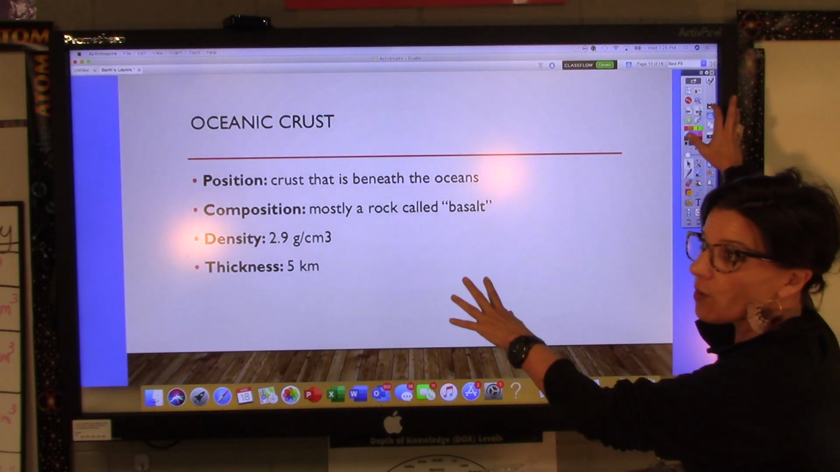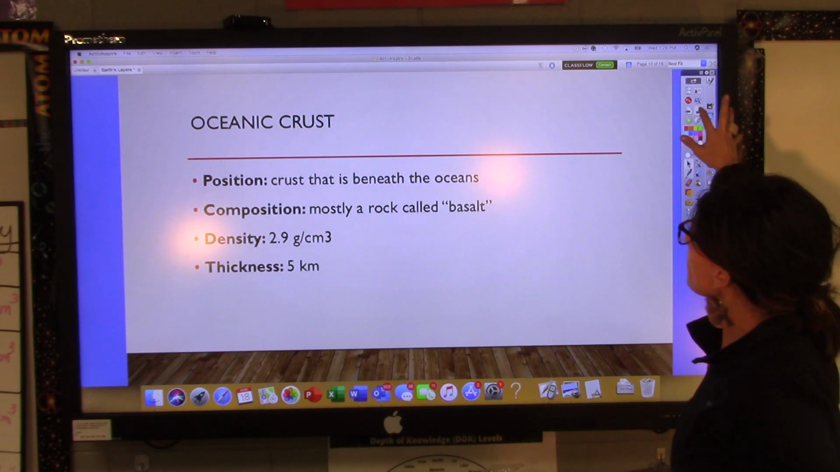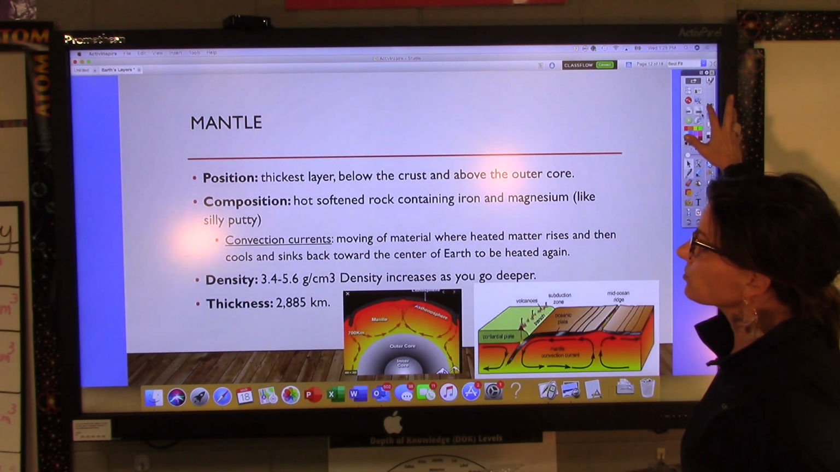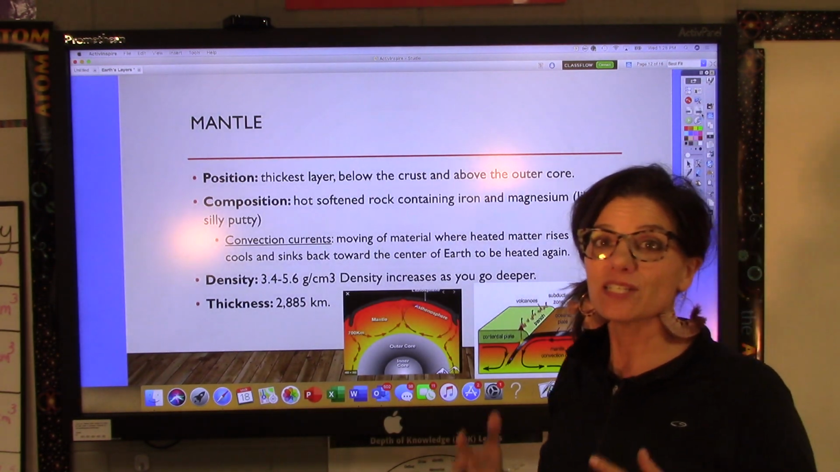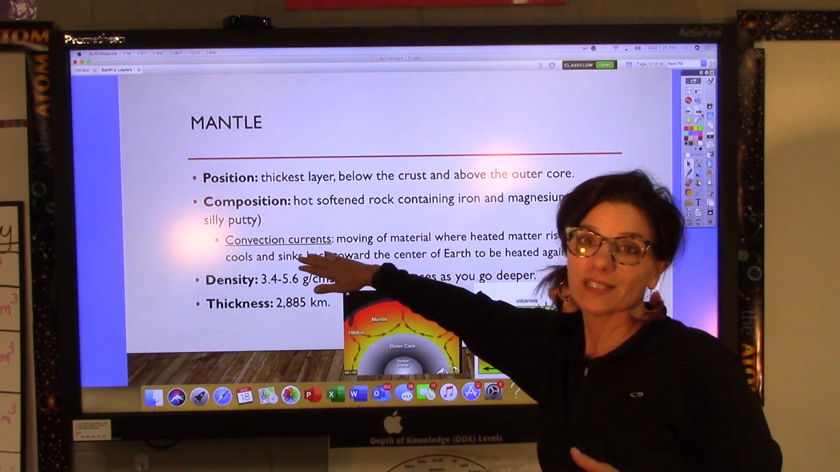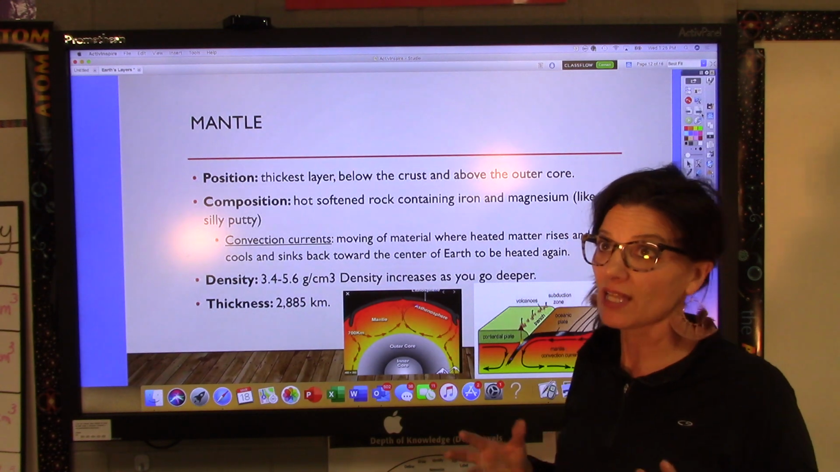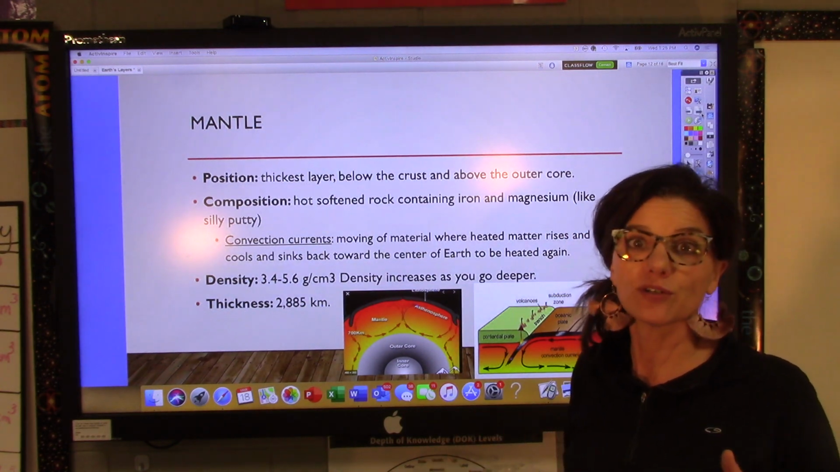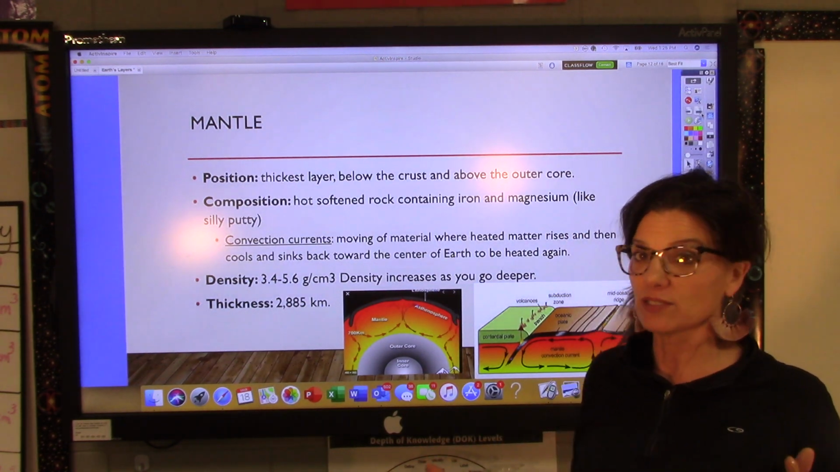All right, so I'm not going to go over these individually because you're going to do that on your own. I do want to go down to the mantle because this is the largest layer, and it has something in it called convection currents. So you will have a lot of questions about where do the convection currents happen, and you're always going to say in the mantle.